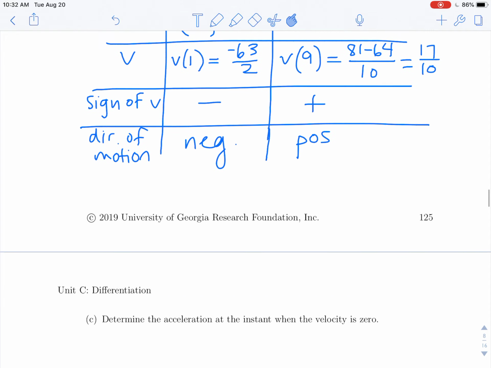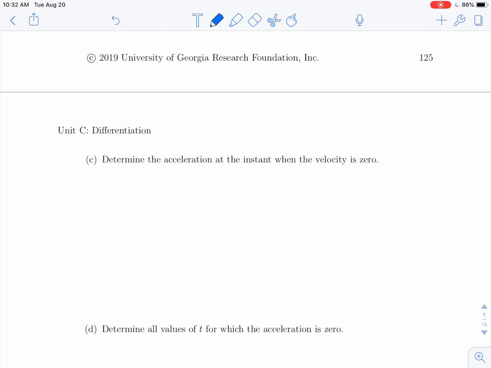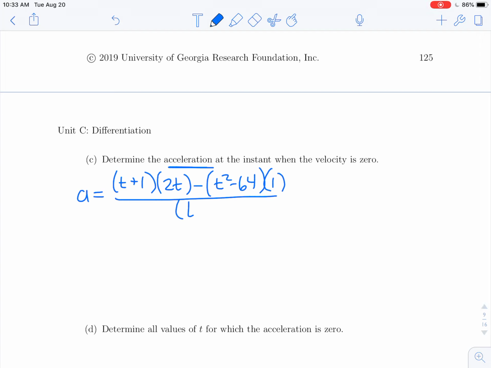Part C says determine the acceleration at the instant when the velocity is 0. So if we're trying to determine an acceleration, we're going to have to work out the acceleration function. So we need to take the derivative of the velocity. So the acceleration is the derivative of the velocity. So low d high minus high d low all over low squared.